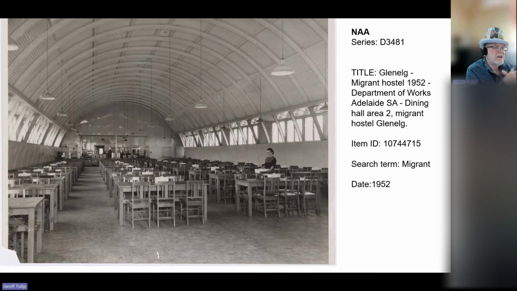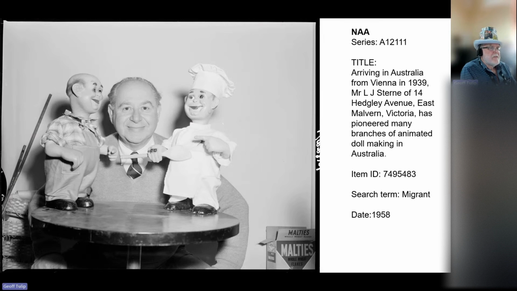Here we have the Glenelg Migrant Hostel in 1952, a typical example of a converted standard steel arched rib hut to accommodate 400. That was a mouthful. When I see hundreds of wooden chairs designed to make you feel uncomfortable and make a noise, you eat your meal really quickly and leave. I have been in one of these hostels many years ago, and it is very loud. This is a nice one.